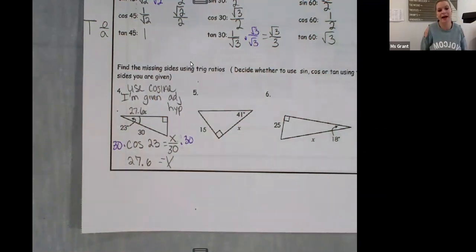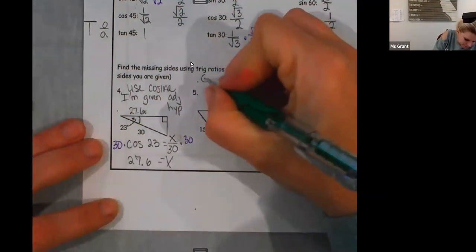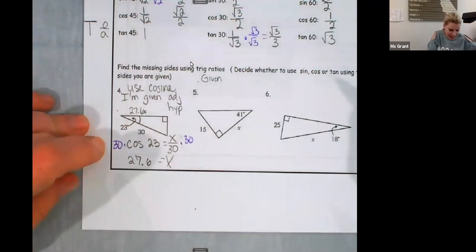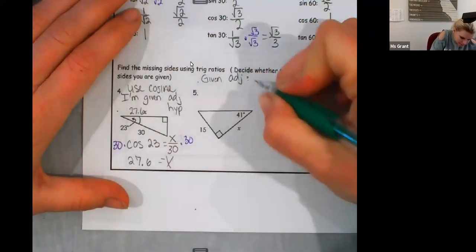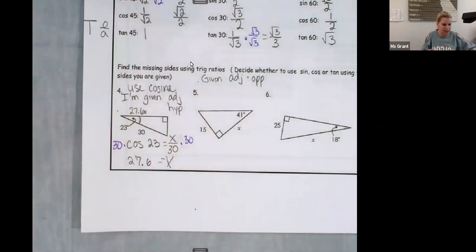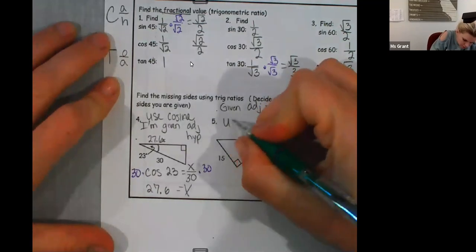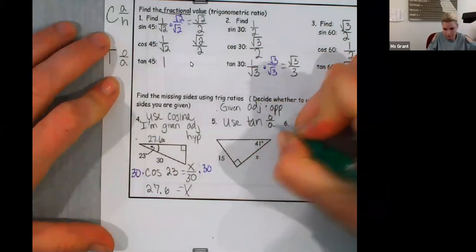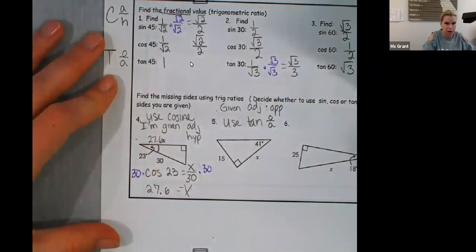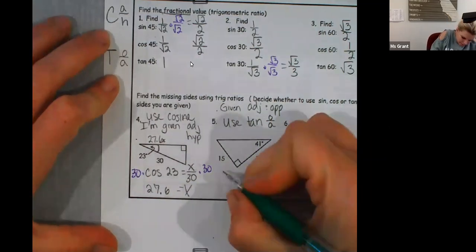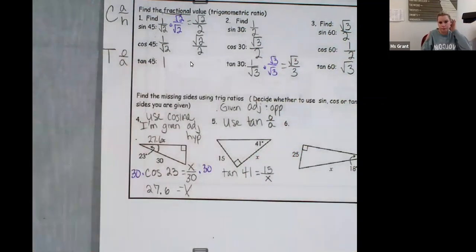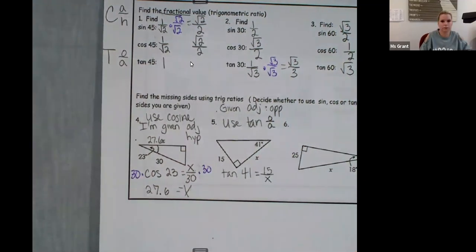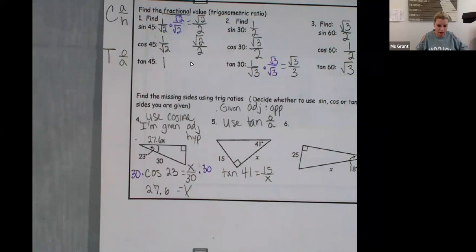Now, I'm gonna do number five. I have to decide, should I use sine, should I use cosine, should I use tangent? What am I given? I'm given a 41 degree angle, and I'm given the side adjacent to it and the side opposite. Adjacent and opposite is tangent. Use tan, opposite over adjacent. I'm gonna do tangent of 41 equals 15 over X.